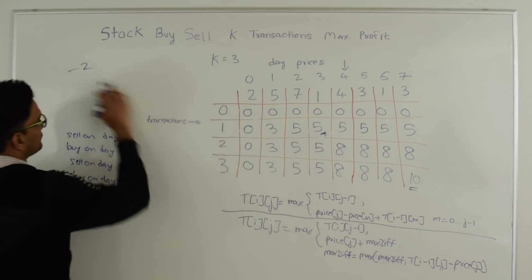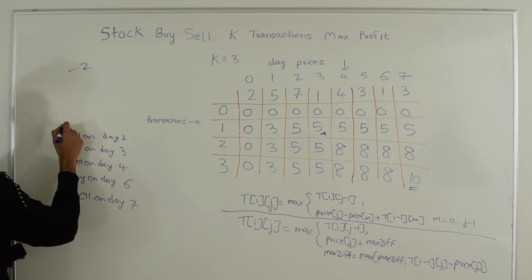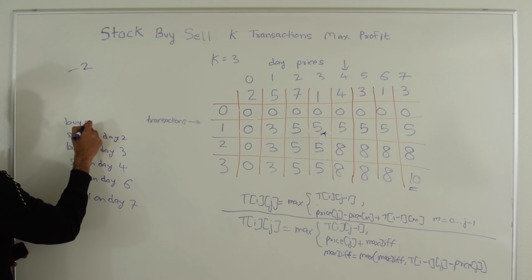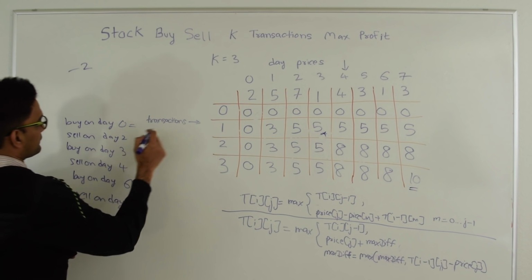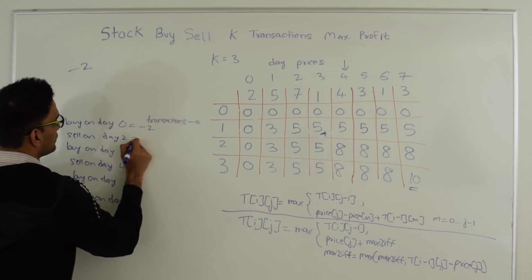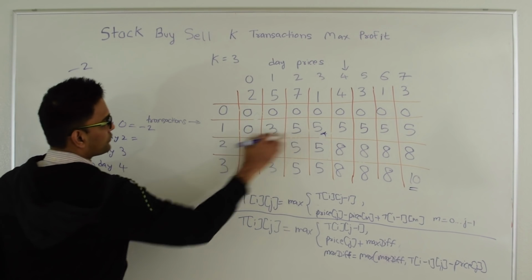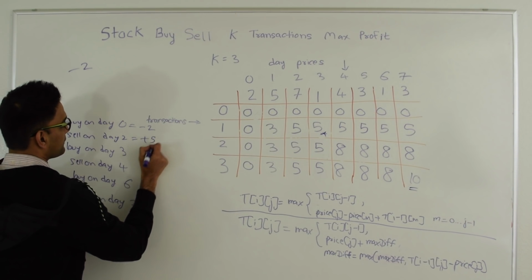And we got this minus 2 here at 0, minus 2, so we buy on day 0. So if we bought on day 0, that takes minus 2. Then if we sell on day 2, that gives us a profit of plus 5.